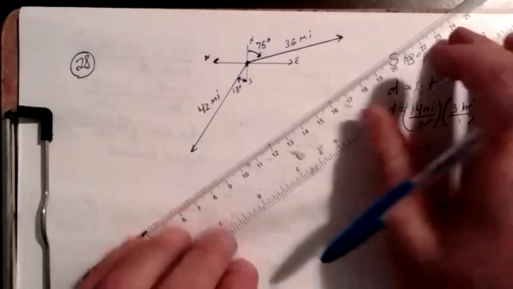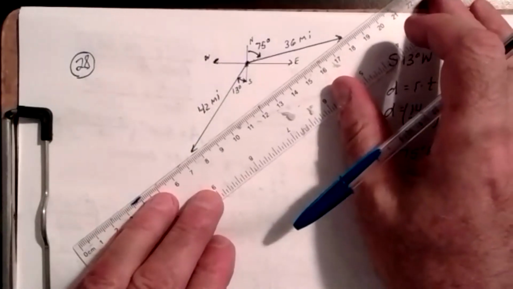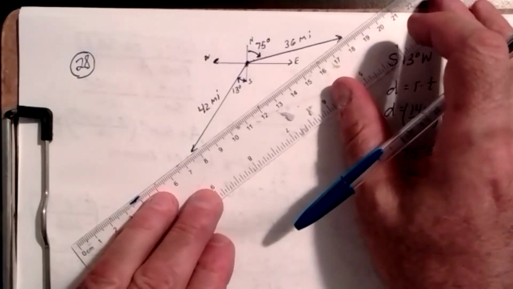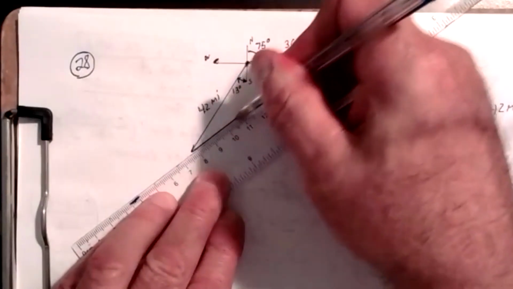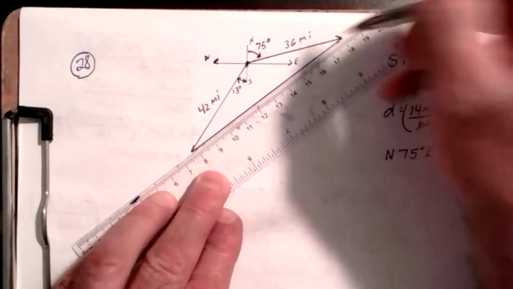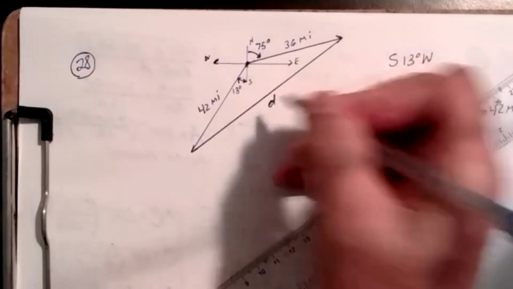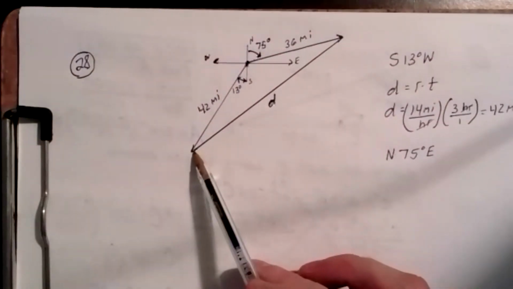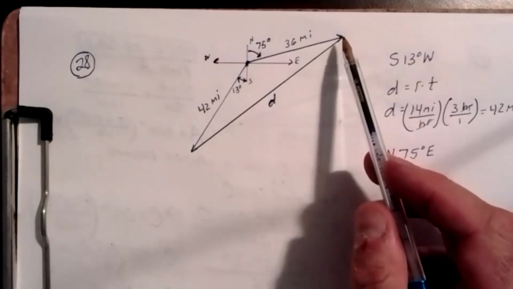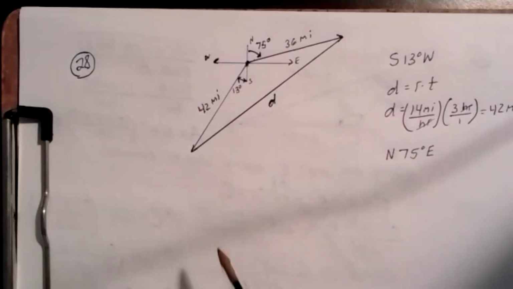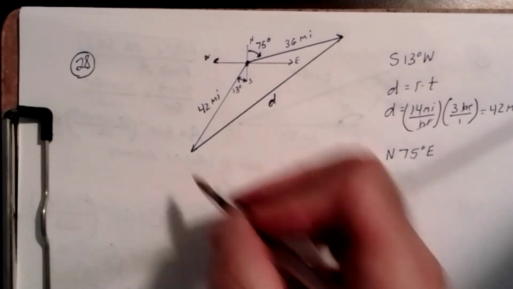They want to know after 3 hours, what would be the distance between these ships? They want to know the length of this side of our triangle, ladies and gentlemen. We'll call it D for distance. They want to know the distance between these ships 3 hours after they leave the harbor at the same time, traveling at their respective speeds and their respective headings.